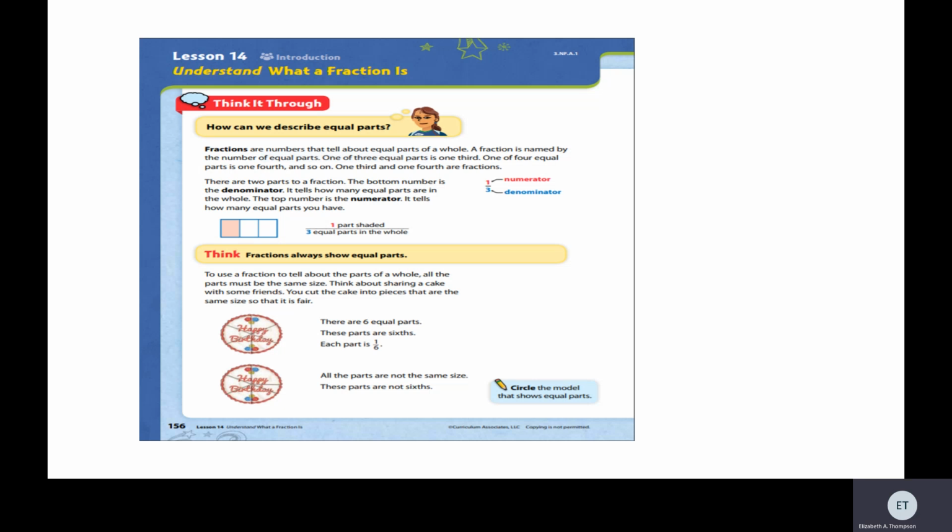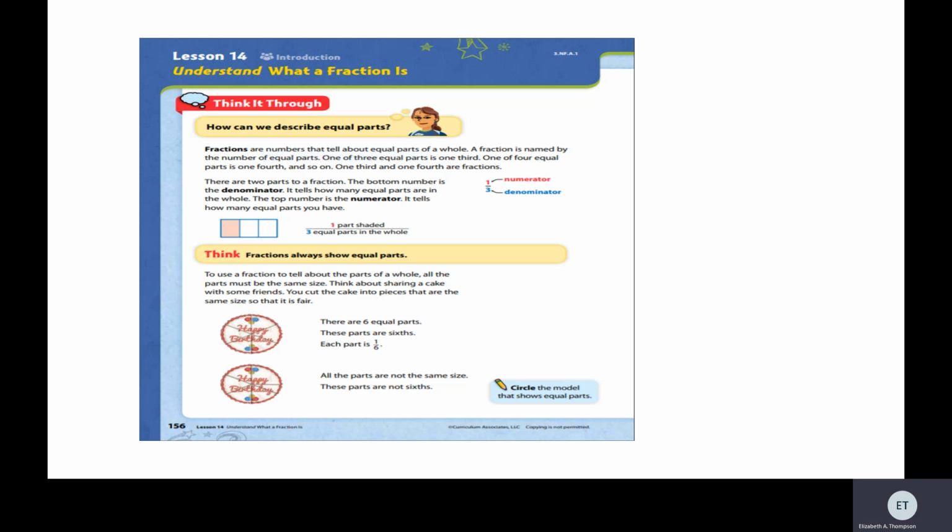Fractions are numbers that tell about equal parts of a whole. A fraction is named by the number of equal parts. One of 3 equal parts is called a third. One of 4 equal parts is called a fourth. 1/3 and 1/4 are fractions. A fraction has 2 parts.